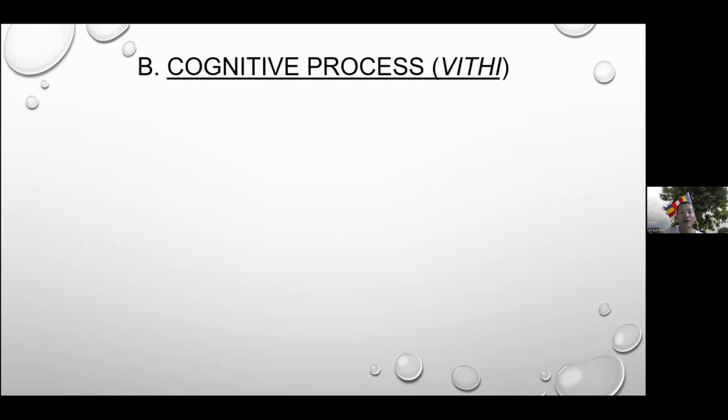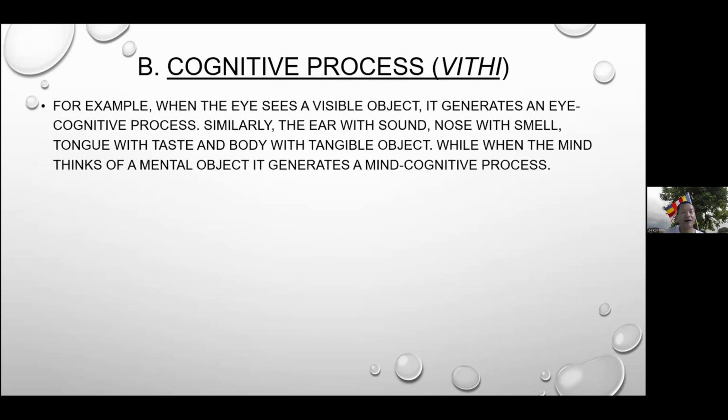So let's look at what is meant by cognitive process, or vithi. For example, when the eye sees a visible object, it generates an eye cognitive process. Similarly, the ear with sound, nose with smell, tongue with taste, and body with tangible object. While when the mind thinks of a mental object, it generates a mind cognitive process. So this is how there are 6 types of cognitive process in general.